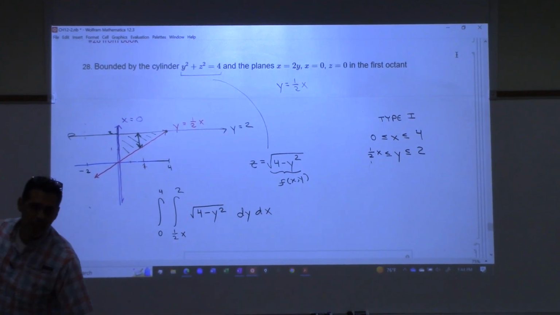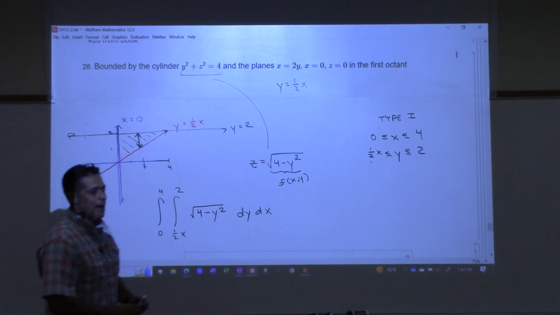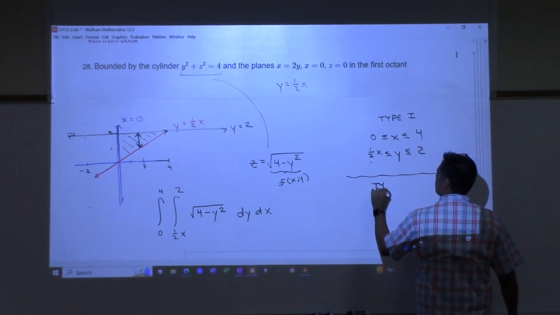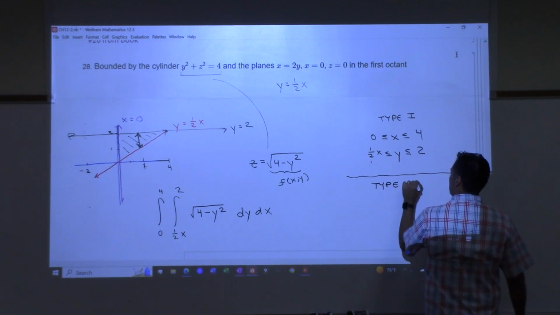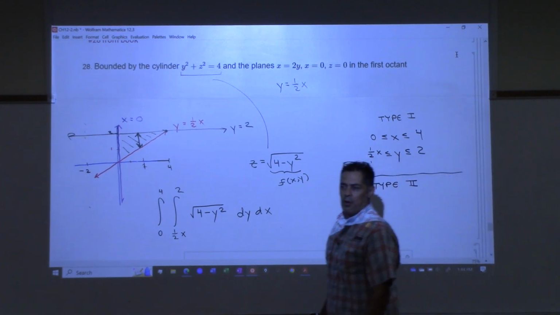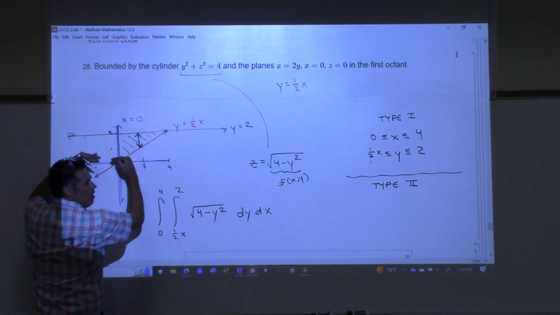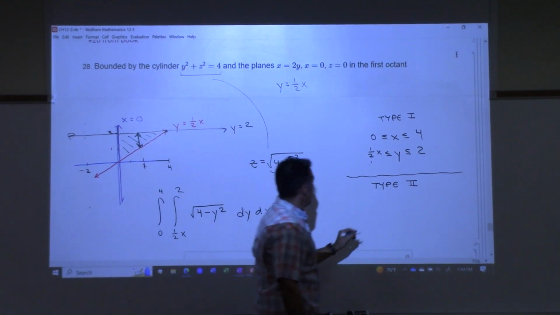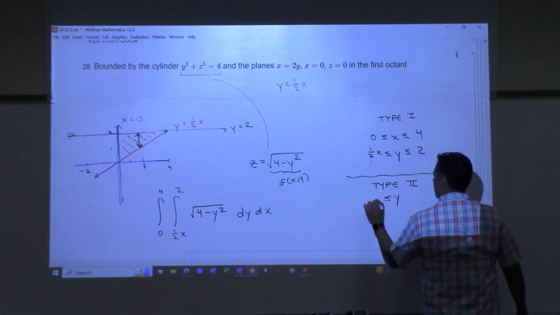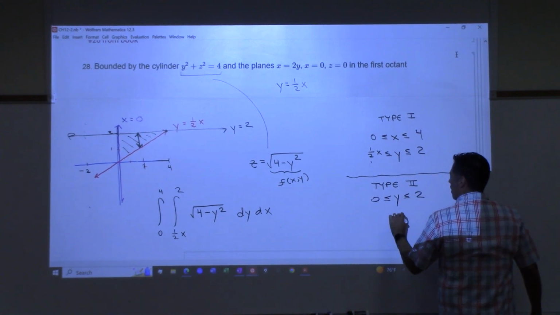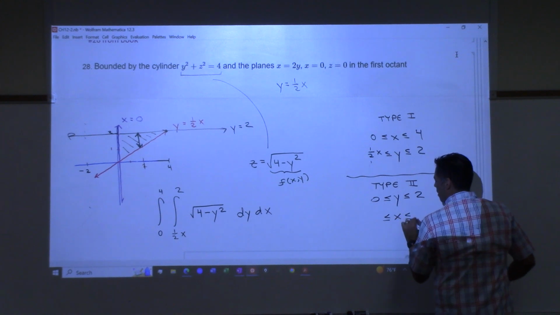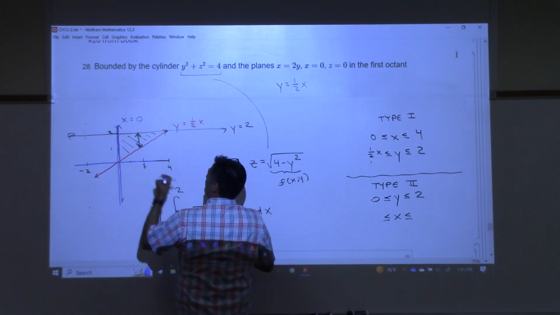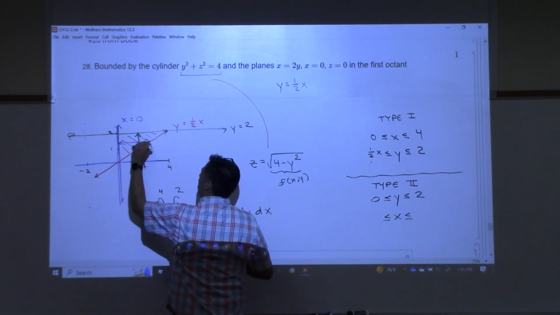Let's see what would have happened if we had done type 2. What if we change our minds and say, let's go type 2 instead? If we do type 2, now our y is stuck between two constants, right? 0 to 2. And our x's are bounded between two functions of y, which would go this way now, right?